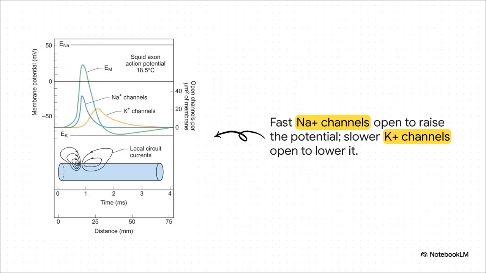Now, what's really cool about this slide is how it shows you the exact sequence of events. That green line, the membrane potential, shoots up as the fast-acting sodium channels, that's the blue curve, fly open. Then, almost immediately, those sodium channels inactivate and the slower potassium channels, the orange curve, start to open. That causes the potential to fall back down, repolarizing the cell. It's a beautiful, precise dance.